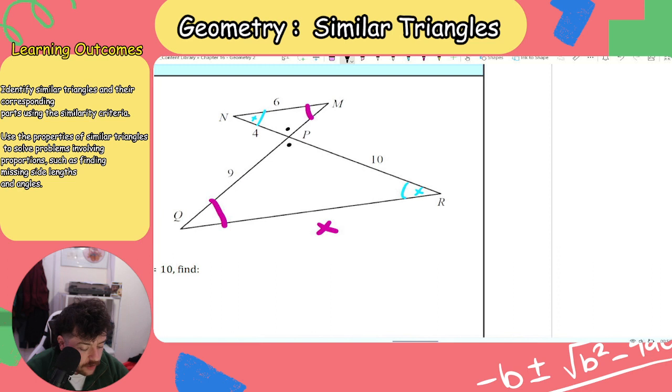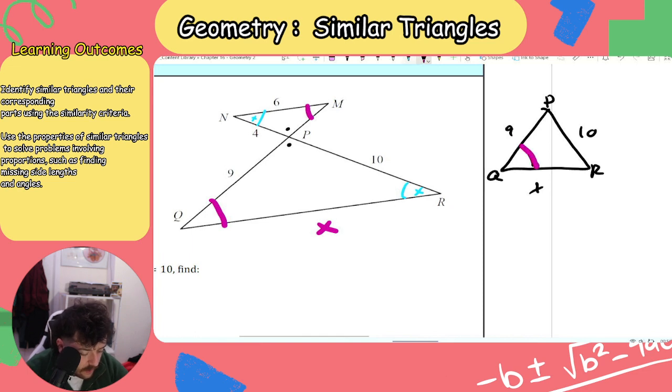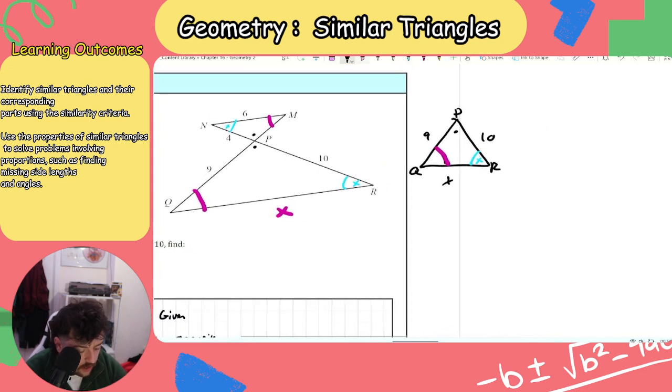So I'm going to draw out angle P, my triangle PQR. There it is. This is x, this is 10, this is 9. This is going to be my purple angle, this is going to be my blue angle, and this is my dot. Now let's look at the other triangle on top here, NMP.